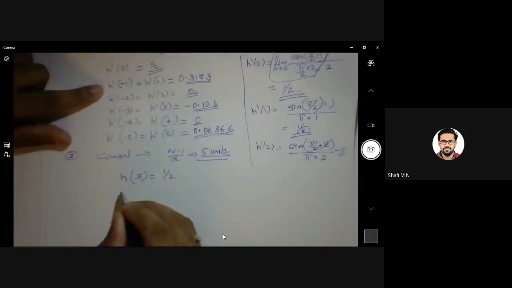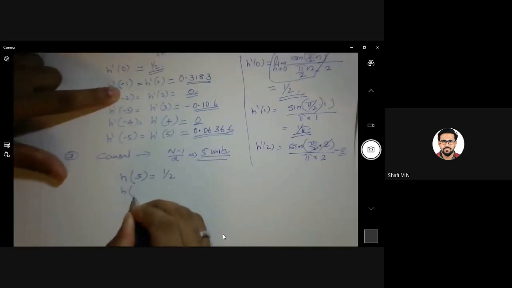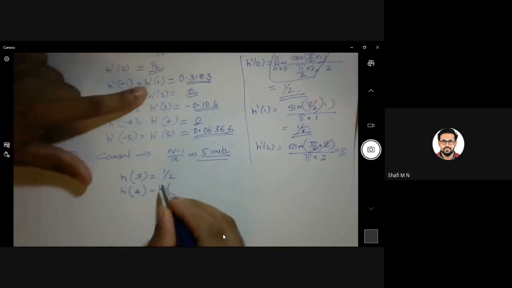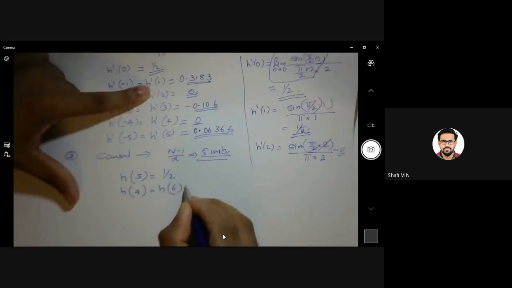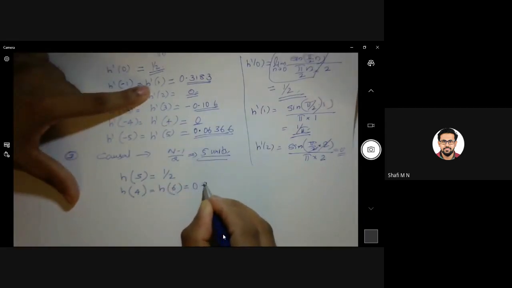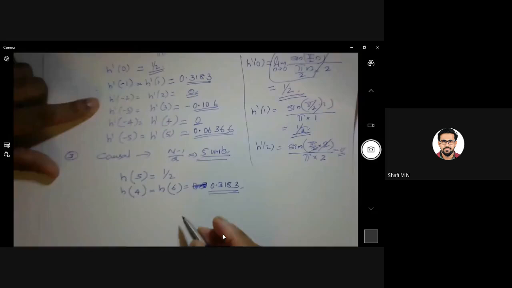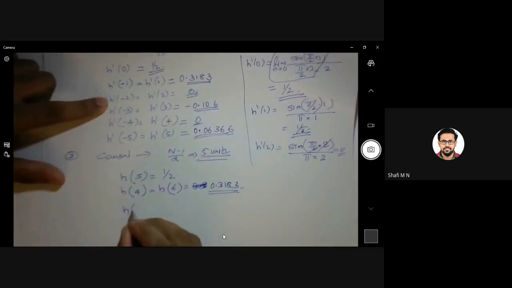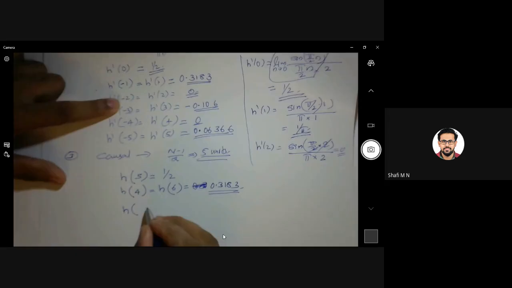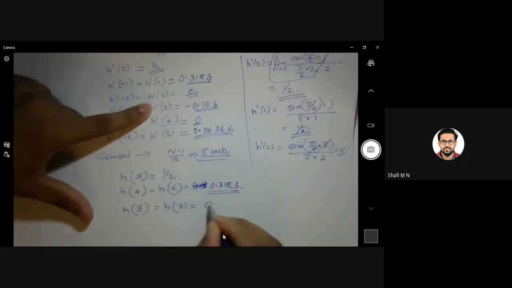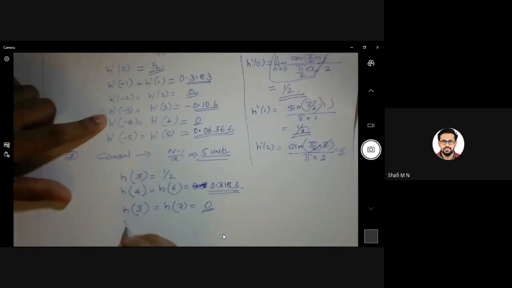Then next h of -1 + 5, 4 ആവും അല്ലേ, equal to h of 4. ഓക്കെ, 1 + 5, that will be 6. That will be equal to 0.3183. Next ഒന്നുകൂടെ നോക്കാം. h of -2, h dash of -2 മാറ്റിയിട്ട് h of -2 + 5, this will be 3. That will be equal to h of 7. That will be 0.